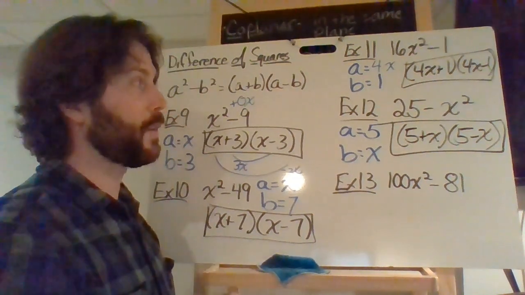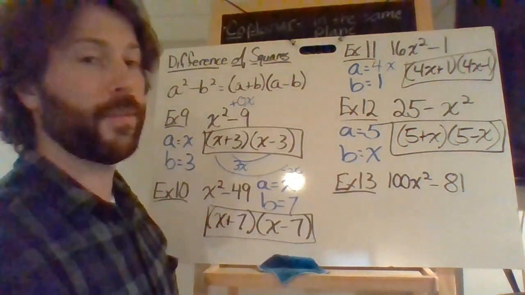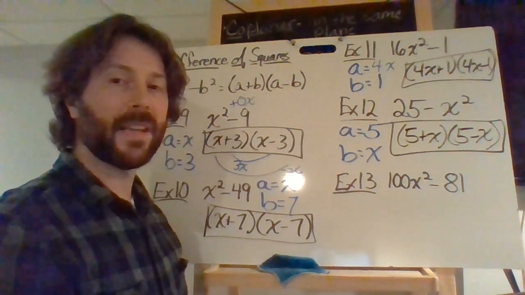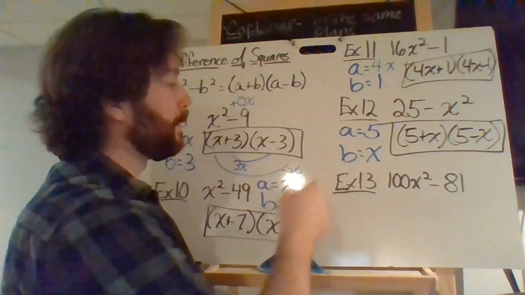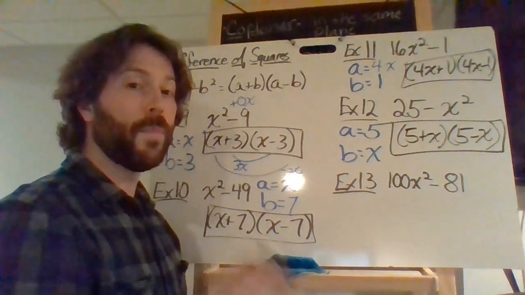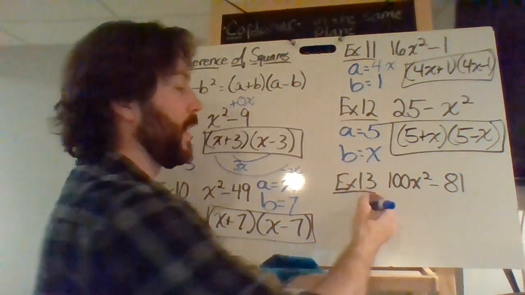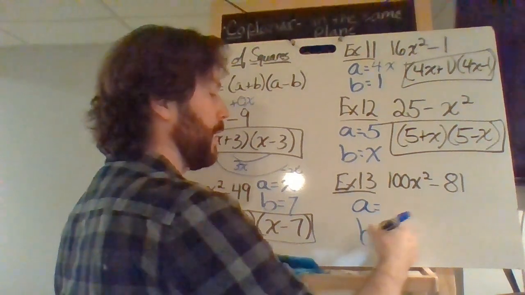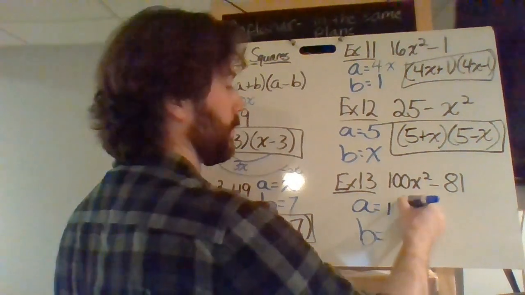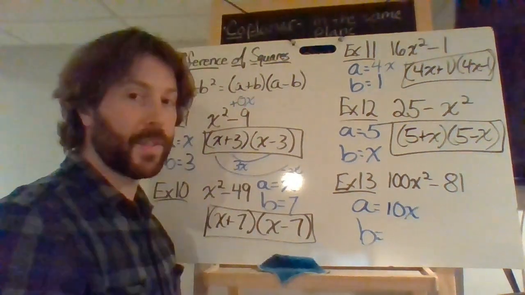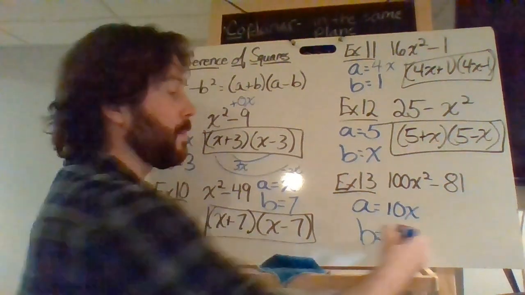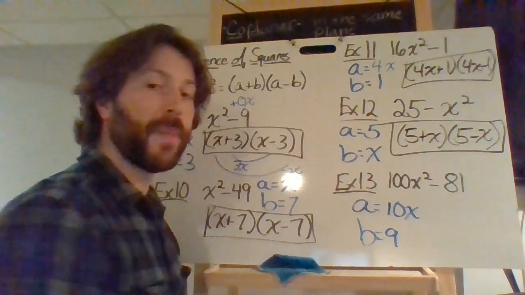Okay, last one here, I have 100x squared minus 81. Now this one seems a little tricky, and we might want to look for a GCF. Is there something that divides both 100 and 81? Unfortunately, this time there isn't. But we can still recognize that there's an x squared term and there's a constant term, but there's no bx. So we need to look for what is a and what's b. What's being squared to give me 100x squared? 10x times 10x gives me 100x squared. What's being squared to give me 81? 9 times 9 gives me 81.